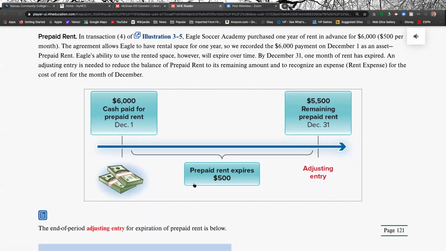Right? So here's an example of the prepaid expenses, prepaid rent as an example. This goes back to the soccer academy where they paid for 1 year's rent in advance. If you remember, they talked about that. I believe that was in chapter 2.